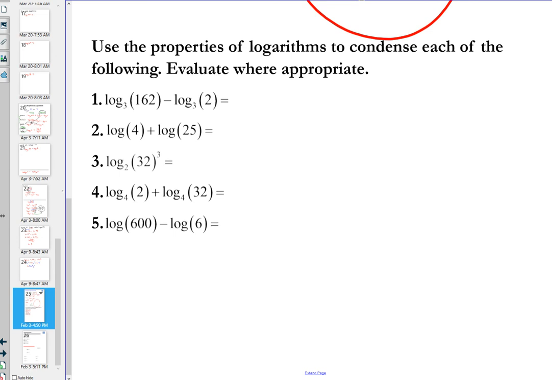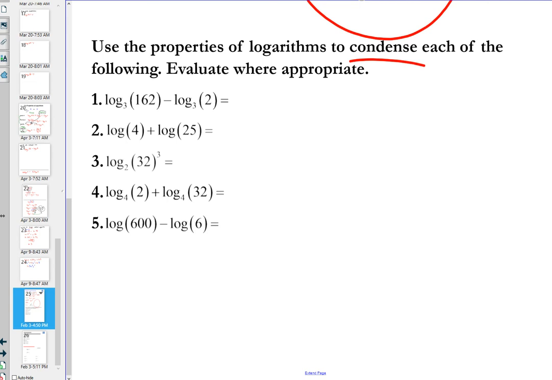All right, first number 1. Actually, let's read the directions first. What do these want us to do first? Condense. They want us to condense. Some of you said that they're all expanded. Yeah, kind of. They want us to condense, and then evaluate when appropriate, meaning if you can evaluate, then go ahead and evaluate.